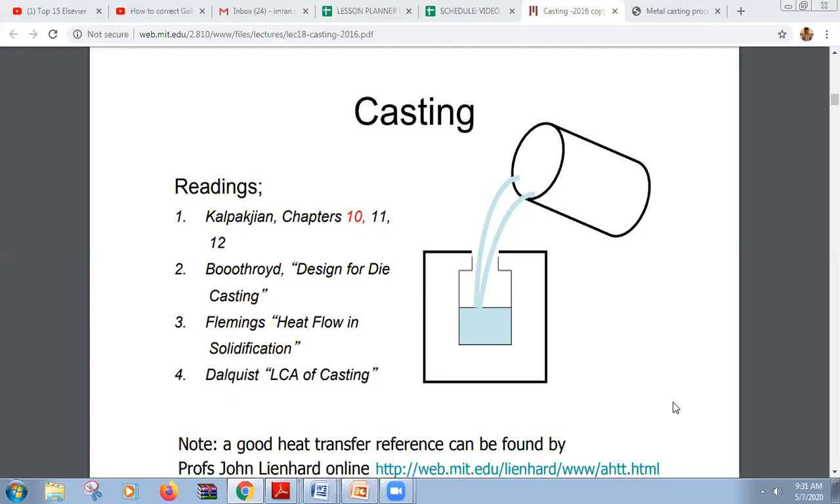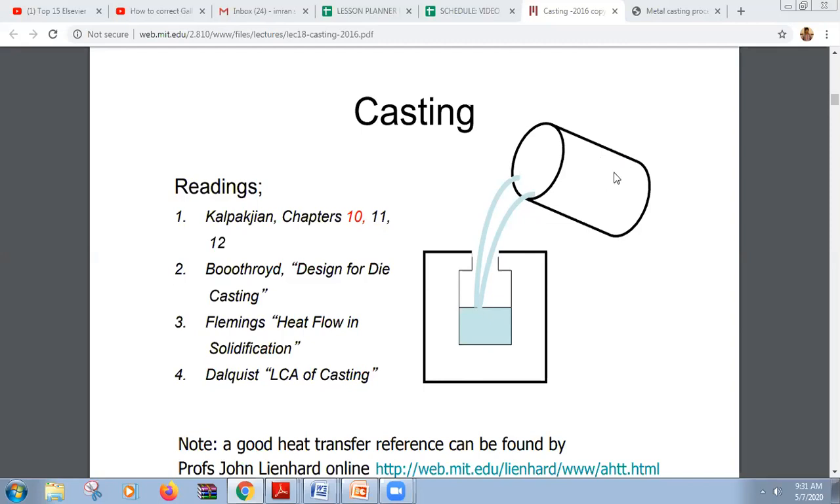We can see there is a ladle or bucket from which the molten metal is poured into a cavity known as mold. This cavity is known as mold. This part is known as the ladle. This is the bucket in which molten metal is taken from the furnace.